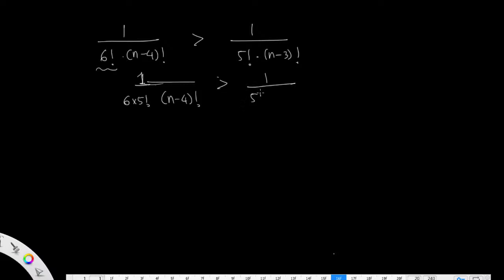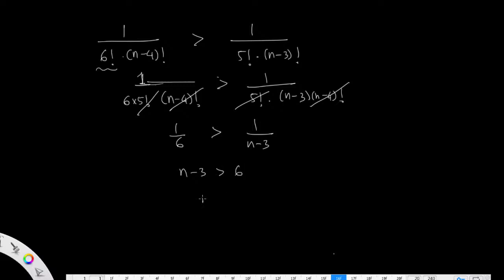Then it goes to 5 factorial into n minus 4 into n minus 3 into n minus 4 factorial. Then this will be cancelled, this will be cancelled. Then 1 by 6 is greater than 1 by n minus 3. So n minus 3 is greater than 6, n is greater than 9. That's all. This is a previous year question only.